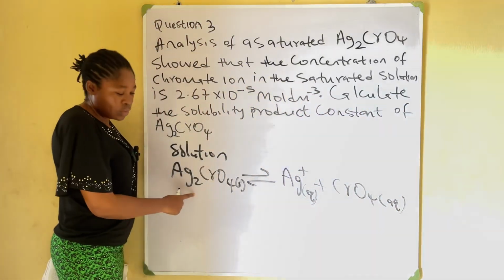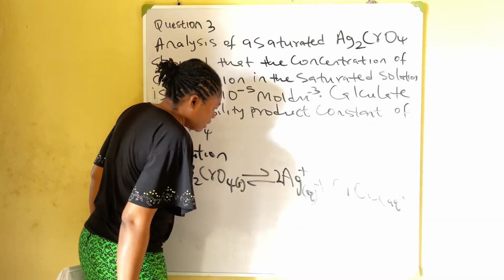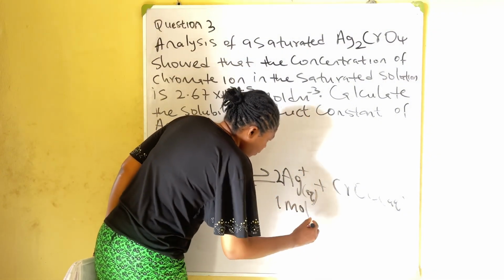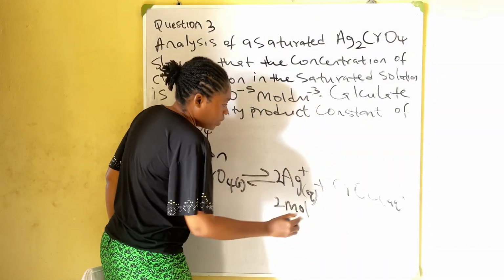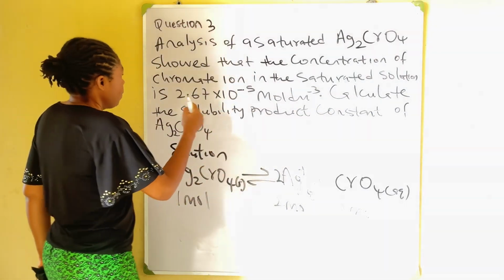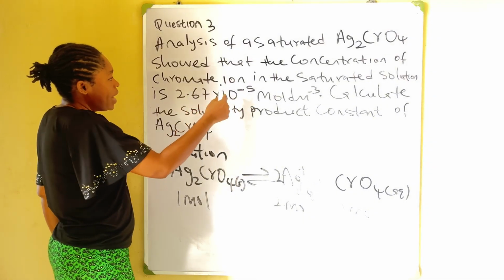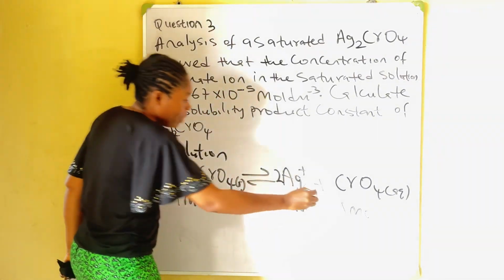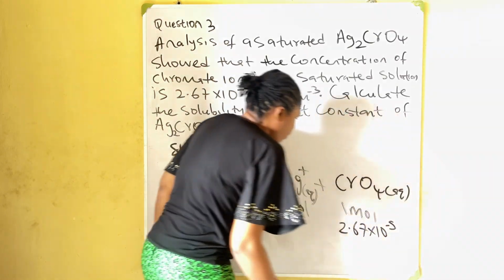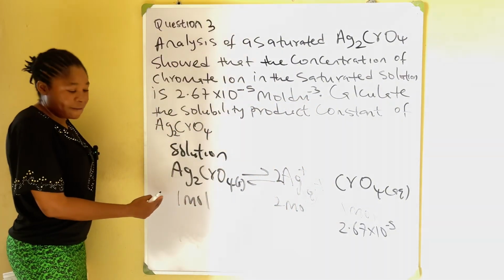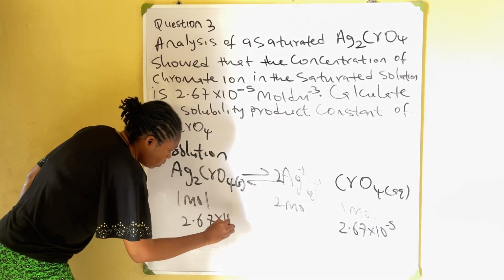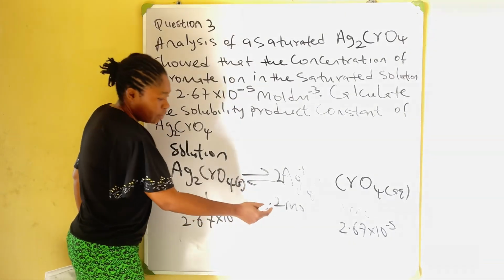So of course, I have 2 atoms of silver here. You put 2 to balance it. So 1 mole of this produces 2 moles of silver ion and 1 mole of chromate ion. So what it means is that 2.67 times 10 to the power minus 5 mole per dm cube of chromate ion. So this one is 1 mole and the silver chromate is 1 mole. So it will be the same thing, 2.67 times 10 to the power minus 5. So what should be the mole for this?